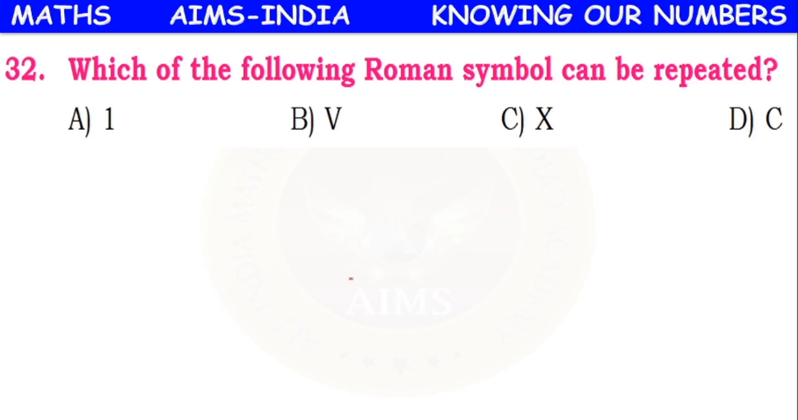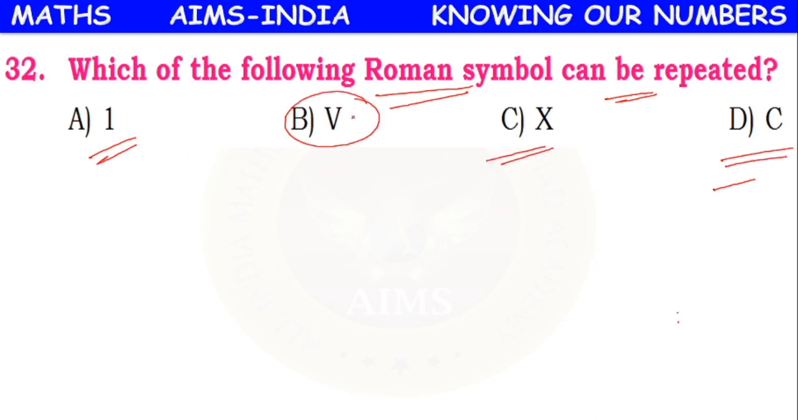Next. Which of the following Roman symbols can be repeated? We can repeat I, we can repeat X, we can repeat C. V should not be repeated. So we have three options: A, C, D. So the correct answer is A, C, D.